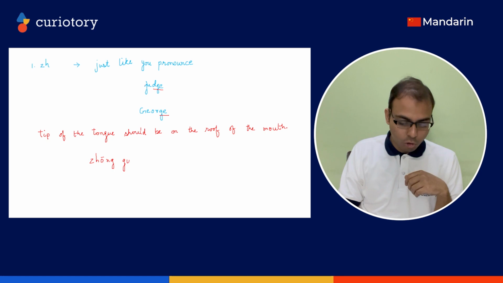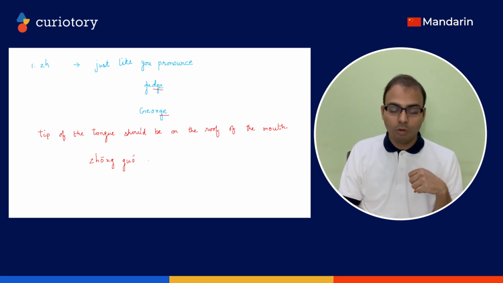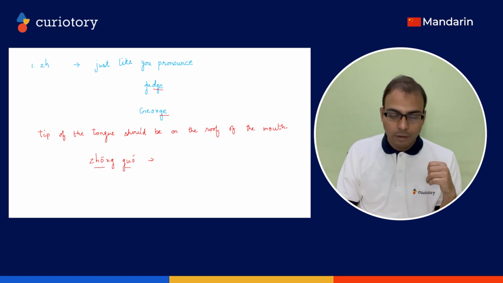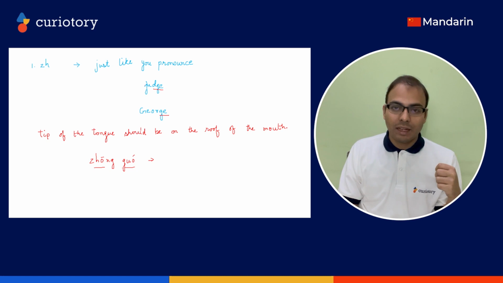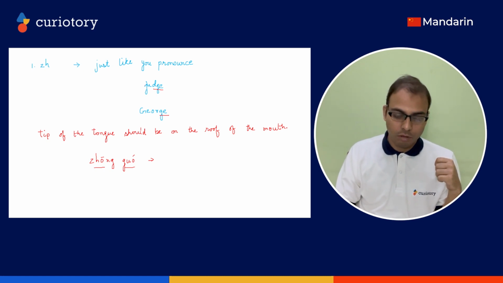Okay, 中国. How to pronounce it? 中国. So we learned that ZH is pronounced just like the DGE in judge, and the tip of the tongue should be on the roof of the mouth. And by the way, 中国 means China.